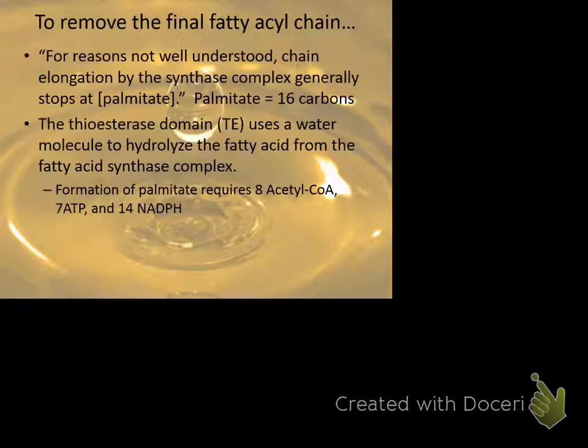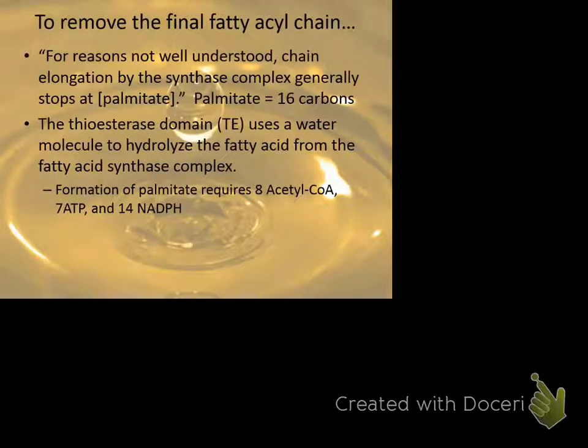And then, for whatever reason, they're still investigating this, once it gets to palmitate, which is 16 carbons, it stops. Okay, and thioesterase, which is the TE domain, which was not shown, it just uses water. And so the water is a nucleophile. It goes, it smacks the carbonyl group, and it frees up the fatty acid.